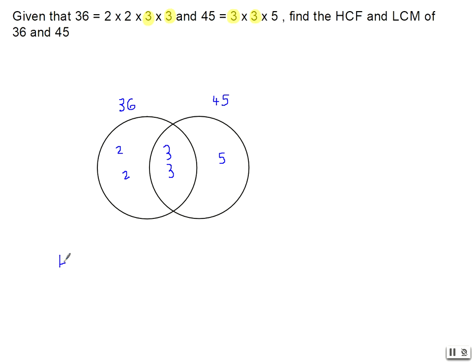So how do we find the 2 values? Our HCF is just going to be the 2 numbers in the overlap multiplied. So our HCF is going to be 9. And the LCM is the result of all the numbers being multiplied together. So we're going to do 2 times 2 times 3 times 3 times 5. And what we have here is that little lot comes to 180.